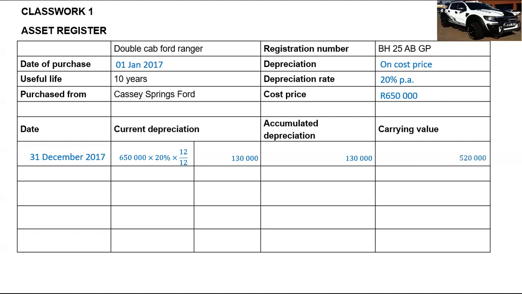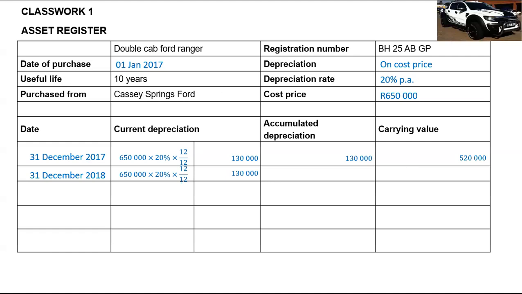In the next financial year, because they say depreciation is on cost price, you still take the same value, which is 650, times it by 20% and times it by 12 over 12. That is because for the 2018 financial year, we used it from the 1st of January 2018 up to the 31st of December 2018. So that is 12 months. Depreciation for the second year will be 130,000. You will notice under the cost price method, depreciation every year will be the same unless the asset was not used for the entire year. All right.